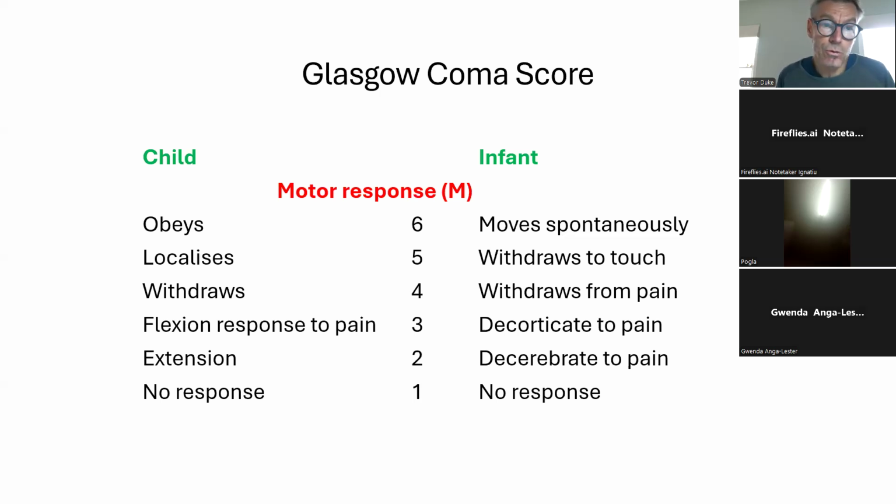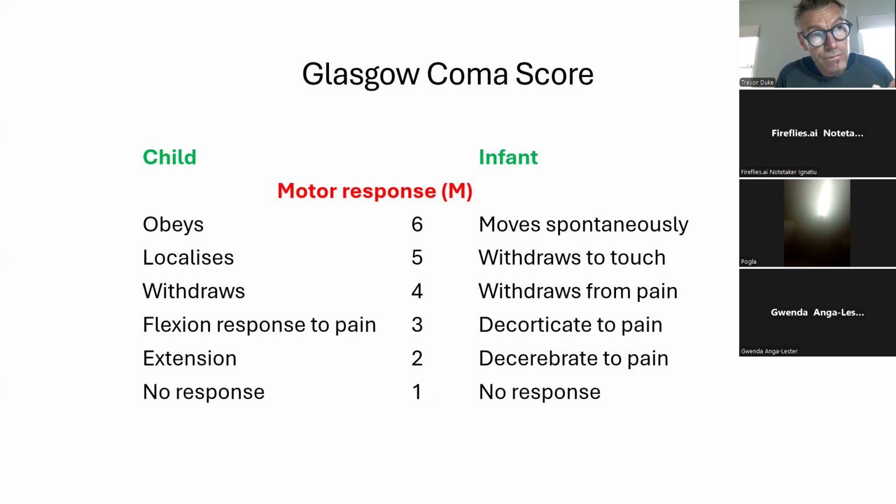It can be very useful, because if a child is, for example, obeying, or they're localizing to pain, at the time of the injury, or immediately after the injury, then they should have a good outcome. If, on the other hand, they have no response, so they're having an extensor response, like a 1 or 2 response, then they may not have a good outcome. It doesn't mean they won't, but a child who can obey or localize should have a good outcome.